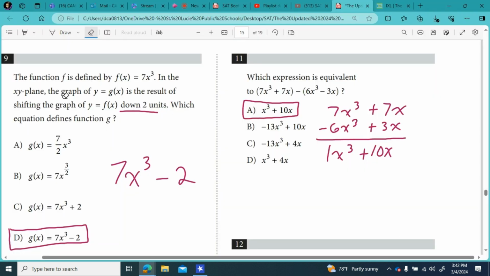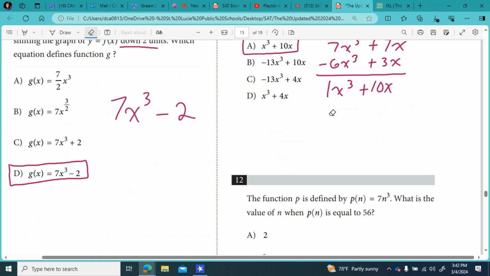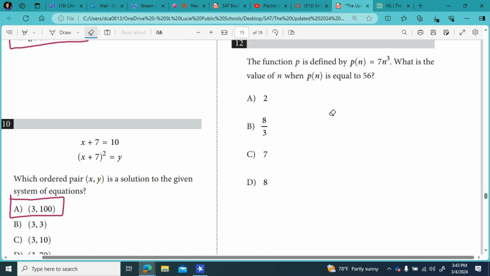So you can combine like terms by hand here, or you can just go ahead and type them in and look at what the graphs look like. If the graphs are the same, then they are equivalent. They are the same. Question number 12 says the function p is defined by p of n equals 7n cubed. What is the value of n when p of n is equal to 56?